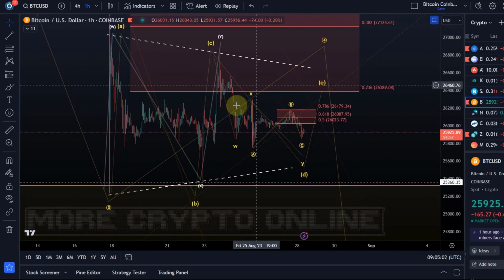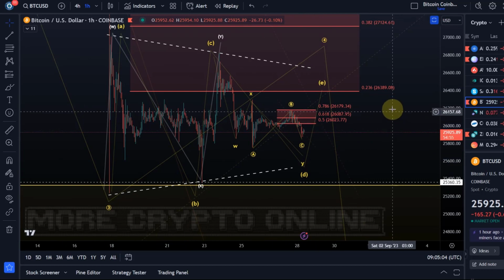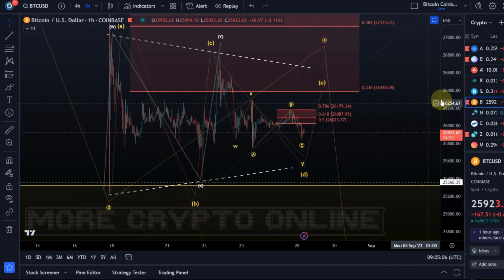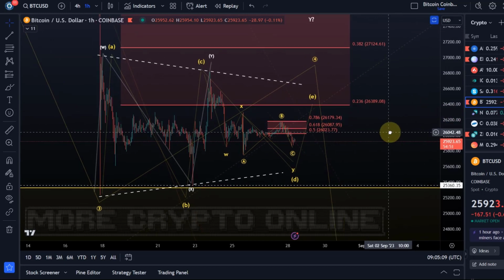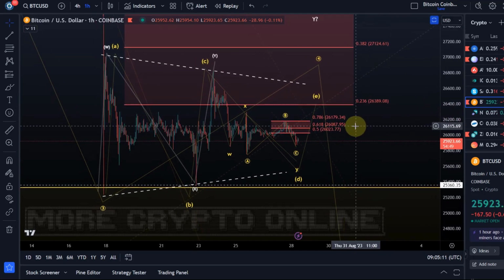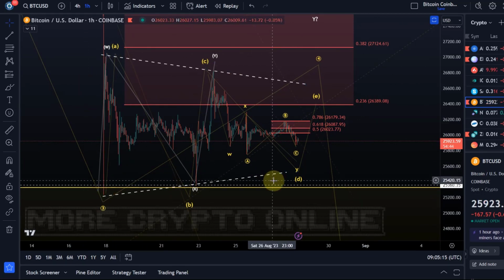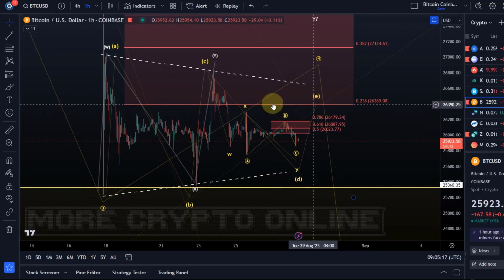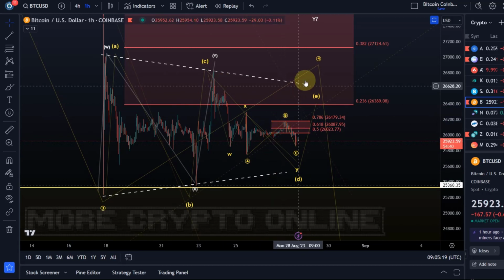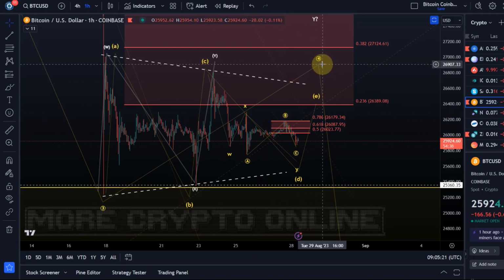I just want to focus on the microstructure in this video. Nothing happened if we take a look at the bigger picture. Yesterday I did that, so feel free to check out my last video for a little more context. But at the moment, we are still in this triangle. A, B, C, D, E is the idea of this structure.